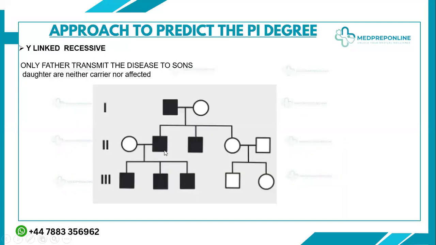Y-linked recessive disease. I haven't seen any question related to this, but as it is in the books, let me go through it as well. Unlike mitochondrial disease, only the father transmits the disease to the son. Daughters are neither carriers nor affected. So in the pedigree charting, you can see that there will be males affected, and male to male transmission will only be there, not male to female transmission. Daughters are neither carriers nor affected. So this type of Y-linked recessive disease you are going to see.